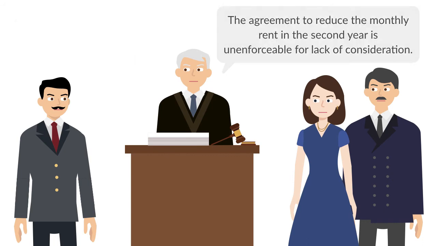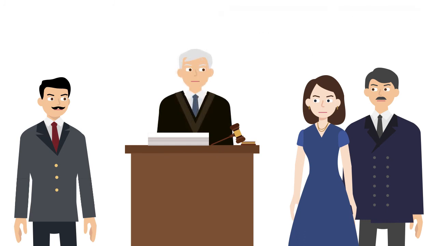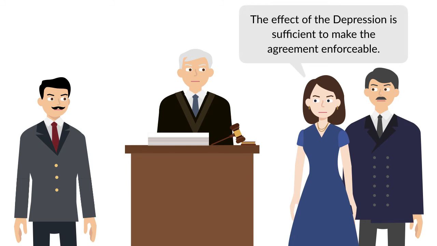The trial court ruled that the agreement to reduce the monthly rent by $25 for the second year was unenforceable because it wasn't supported by any consideration. The trial court specifically rejected the lessee's argument that the effect of the Depression was sufficient to make the agreement enforceable. The trial court entered judgment for Levine. Blumenthal and her partner appealed to the New Jersey Supreme Court.